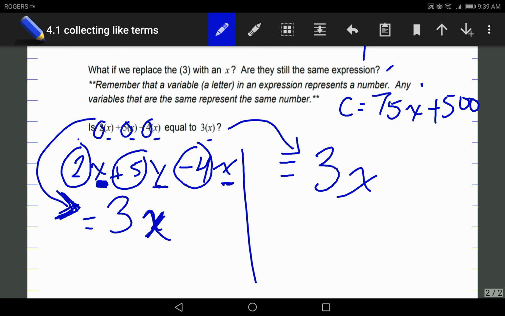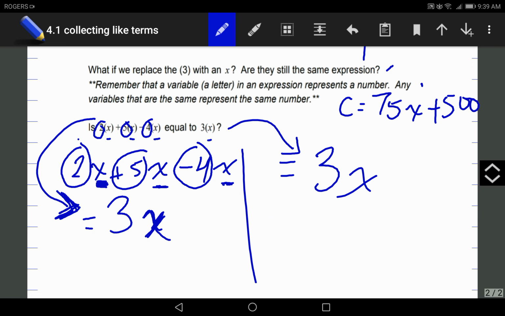Okay? So certainly there are some similarities here with what I'm talking about. So hopefully you're starting to get the idea of what like terms are. Like terms have to have the same variable or the same letter. And when we do, we can add or subtract their coefficients.